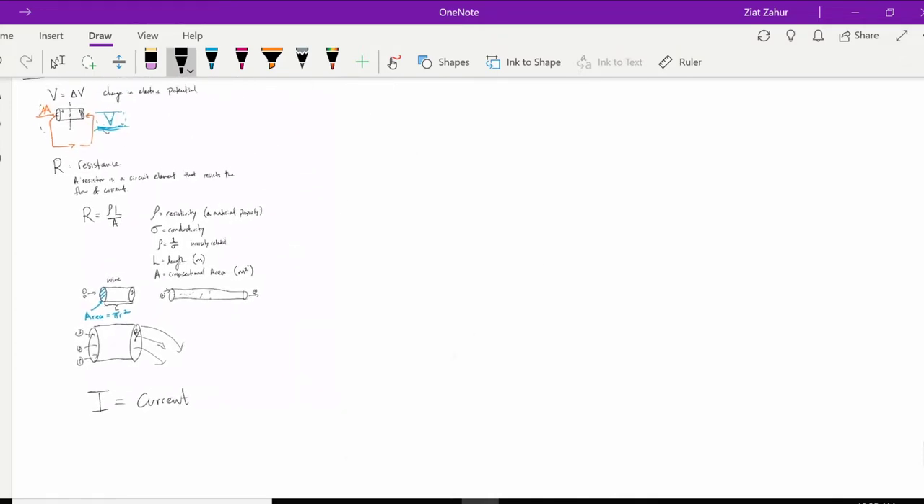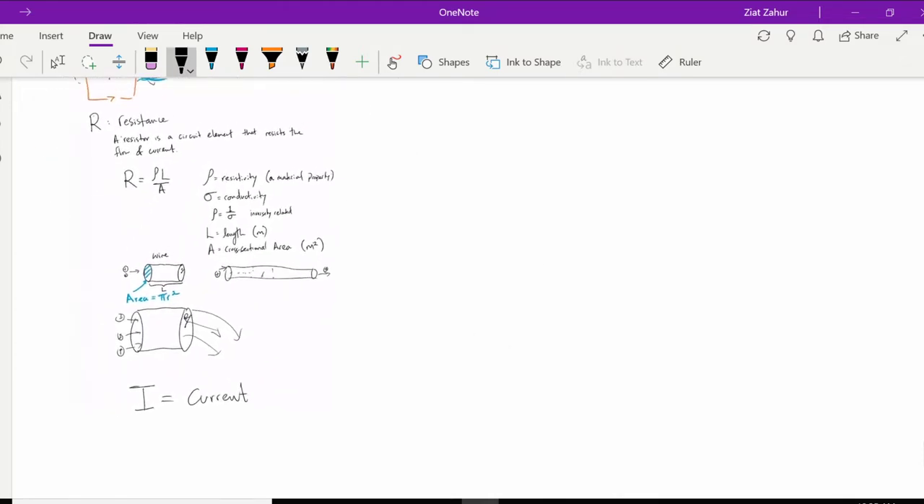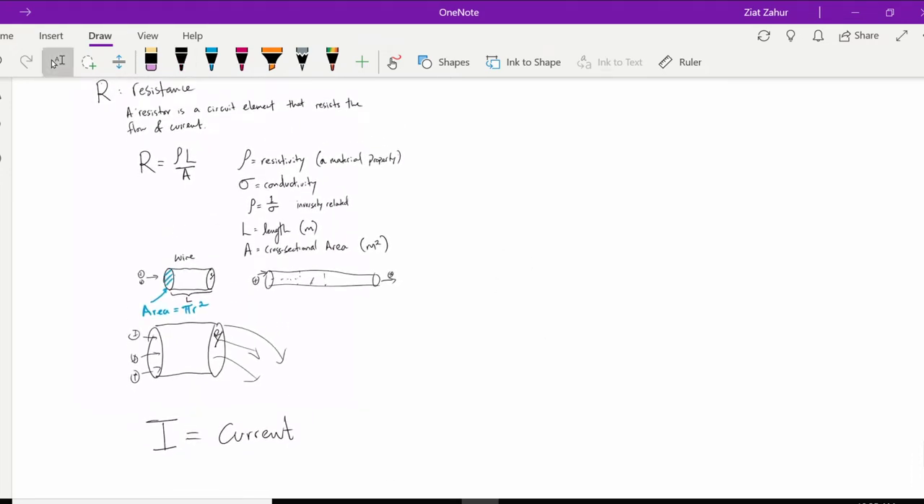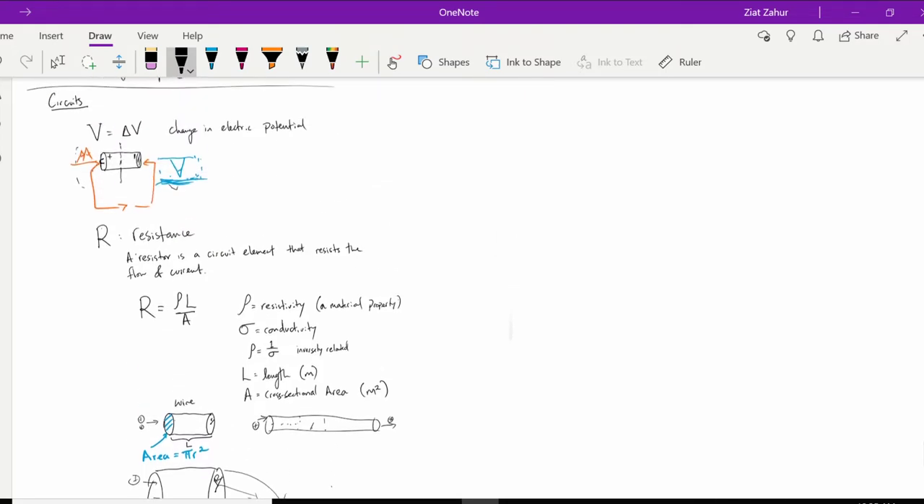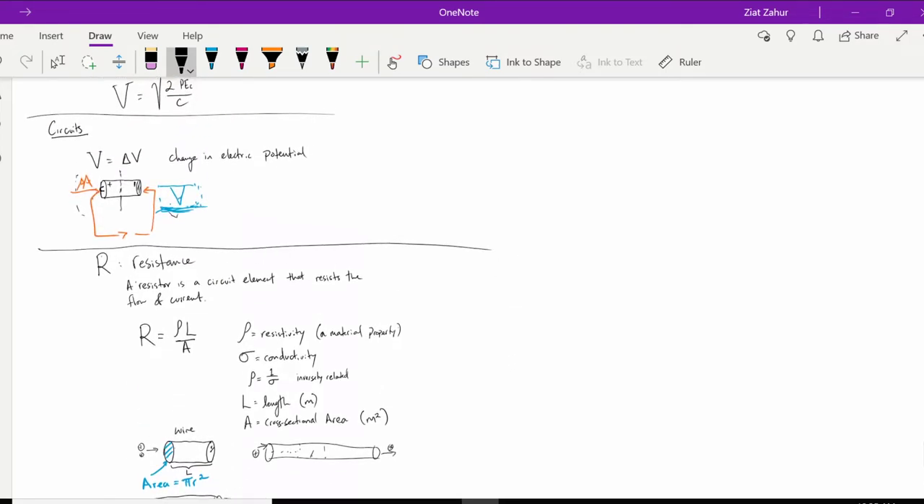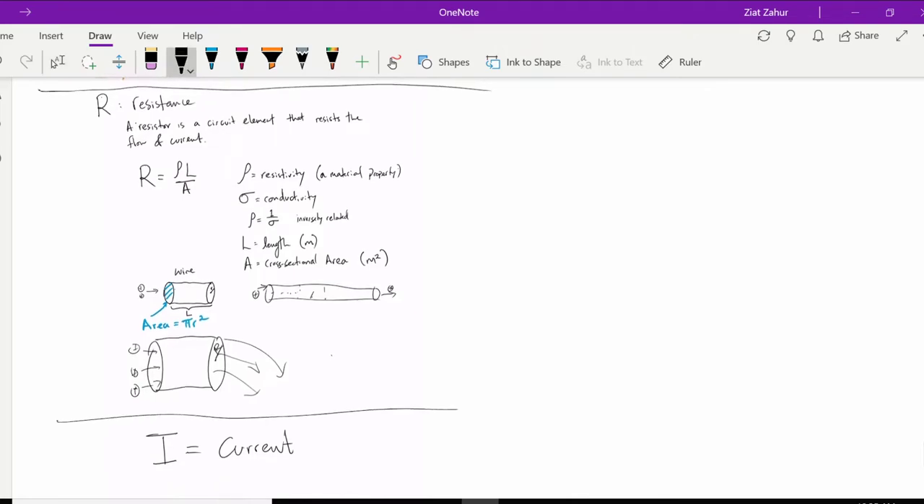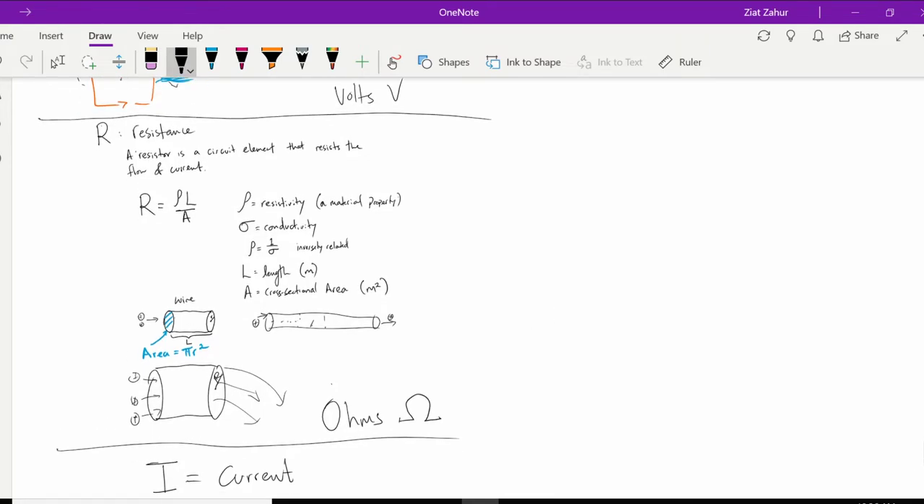Okay. I didn't talk about units, so I should also do that. Units for resistance. Let me go back. We already know what V is. V is volts. Units for resistance would be ohms, which is omega. Capital omega.